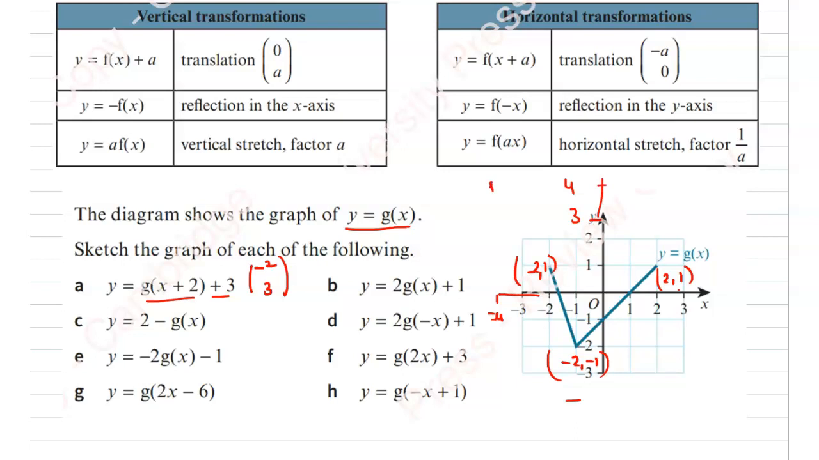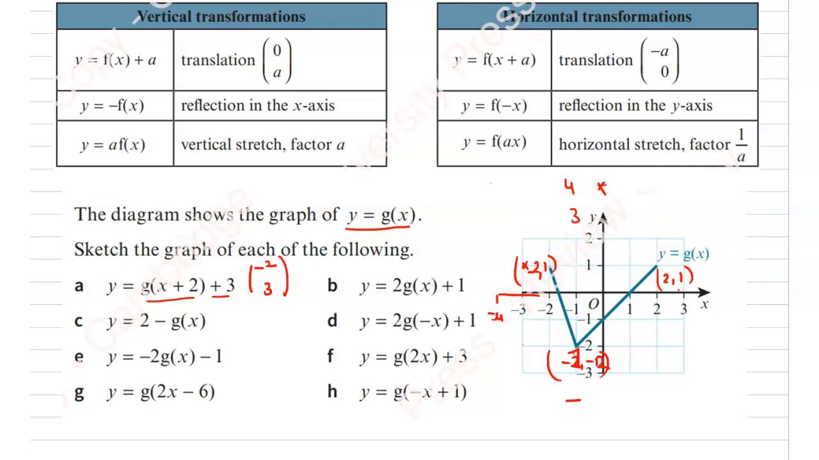Then next one is (minus 2, minus 1). It is x-axis minus 1, y-axis minus 2. So the new point will be minus 1 minus 2 is minus 3, and minus 2 plus 3 is 1. So (minus 3, 1) will be here, and the next one is this point. So (2, 1). So 2 minus 2 is 0, and 1 plus 3 is 4. So this point. So the new graph will be this one. So this represents y equal to g of (x plus 2) plus 3.